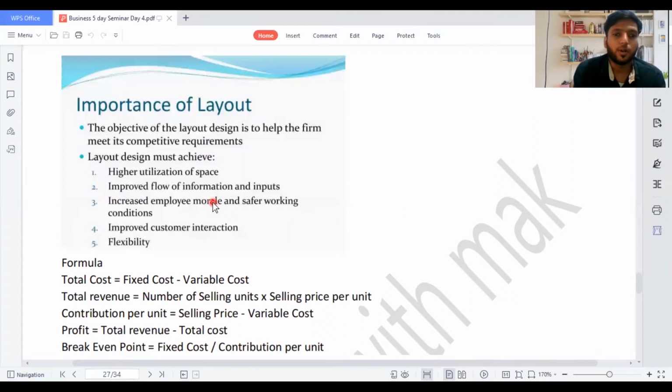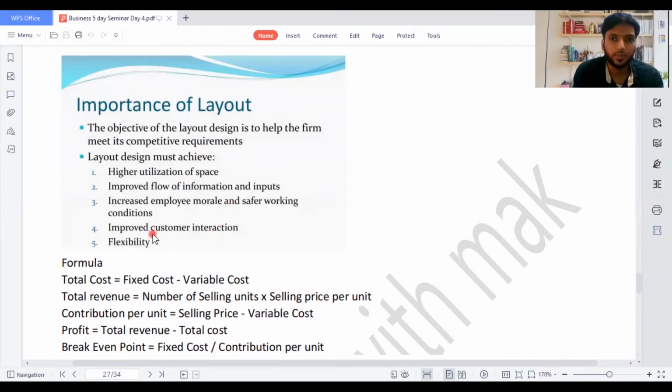Importance of layout speaks about the objective of layout design, which is to help the firm meet its competitive requirements. Layout design must achieve high utilization of space, improved flow of information and inputs, increased employee morale and safer working conditions, improved customer interaction and flexibility.